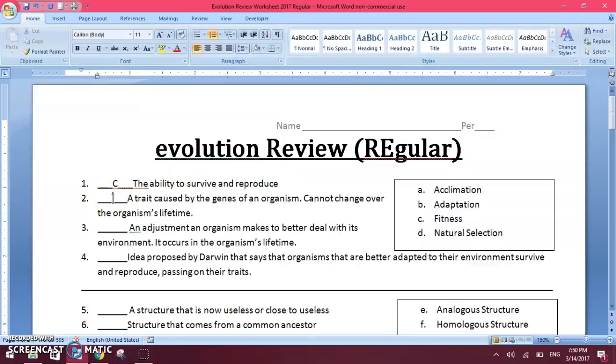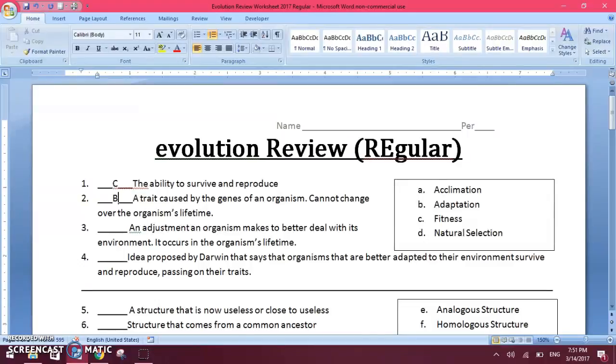Number two. A trait caused by the genes of an organism. It cannot change over the organism's lifetime. This is also known as instinct, okay, something you're born with. This would be letter B, adaptation. So we talk about adaptations. Sometimes we use this word incorrectly because we say, oh, they're adapting. But what we really mean is that they're acclimating. So adaptation is a genetic thing.